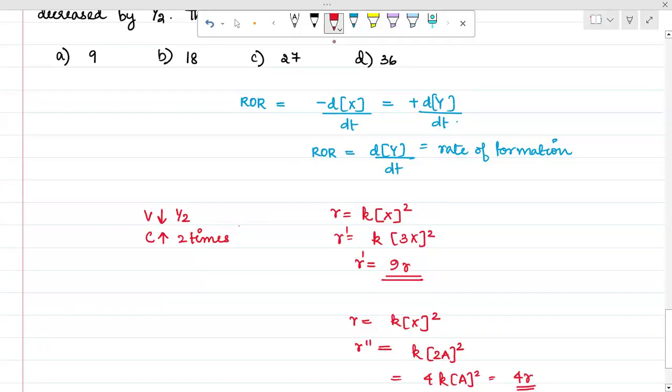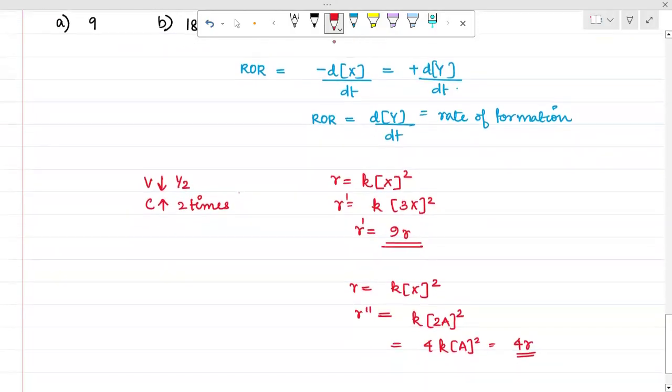So by just increasing the concentration by 3 times in the question, the rate changes by 9. And by changing the volume, it changes by 4. Now this is happening together. So what you have to do is you have to multiply. It's happening together.